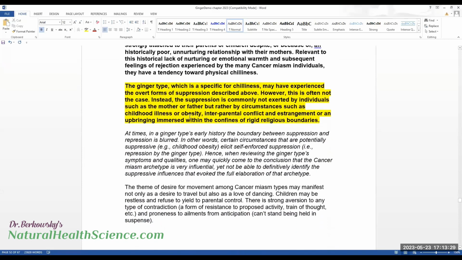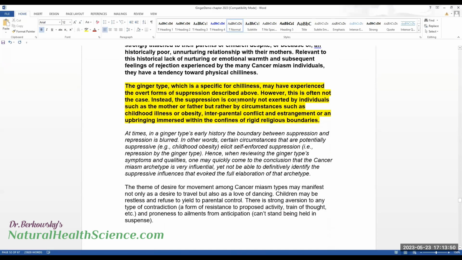So this is the last place. This is where we're going to stop with ginger. And then if you want to read more of this, you'll have to read the chapter. The ginger type, which is the specific for chilliness, the ginger type is chilly, may have experienced the overt forms of suppression described above. However, this is often not the case.